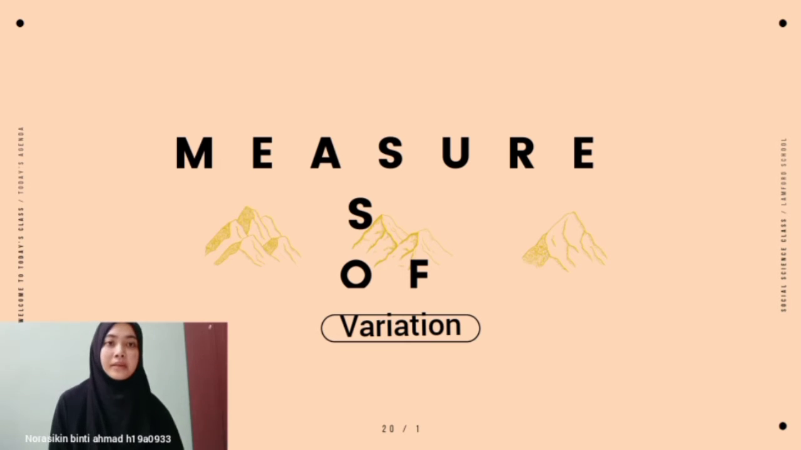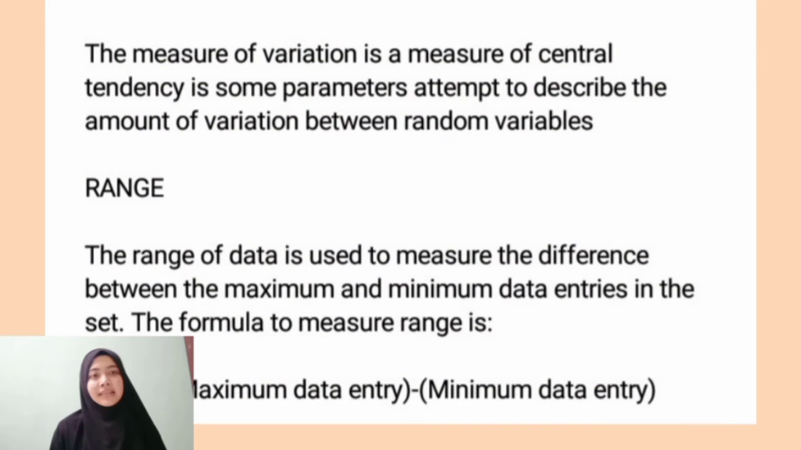I want to present about measures of variation. Measures of variation are parameters that attempt to describe the amount of variation between variables. In this context, we use three types of parameters: range, variance, and standard deviation.